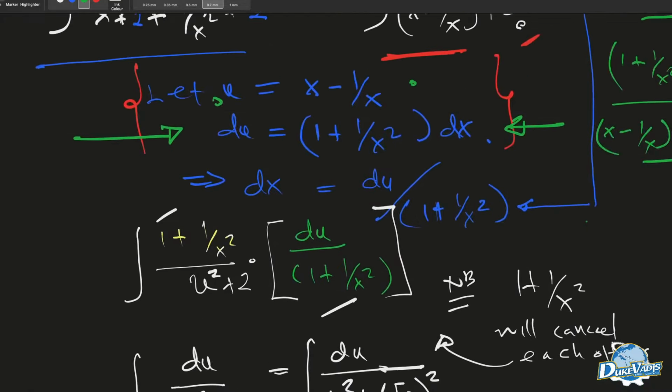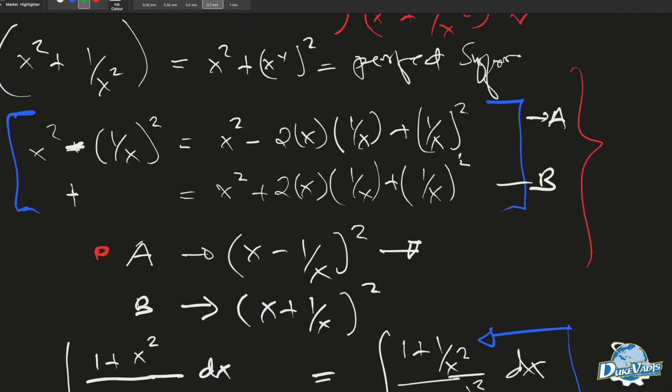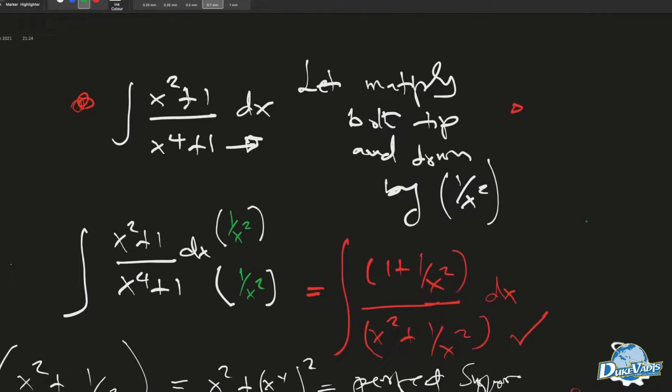So this is a beautiful equation that we have been able to do.